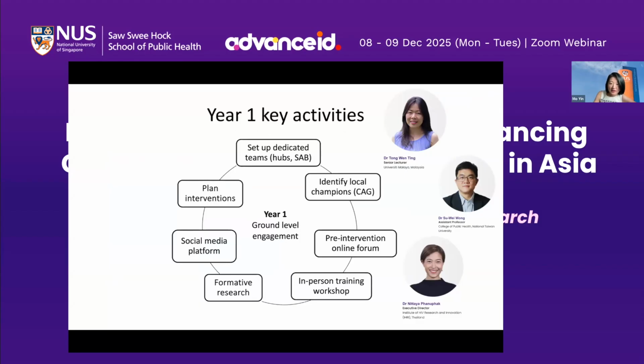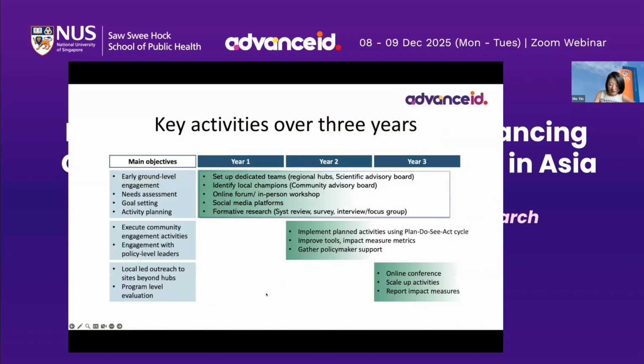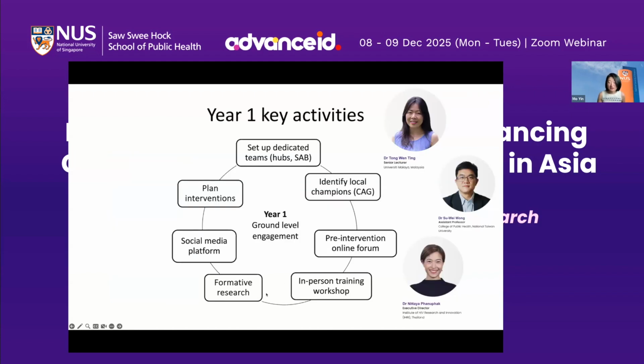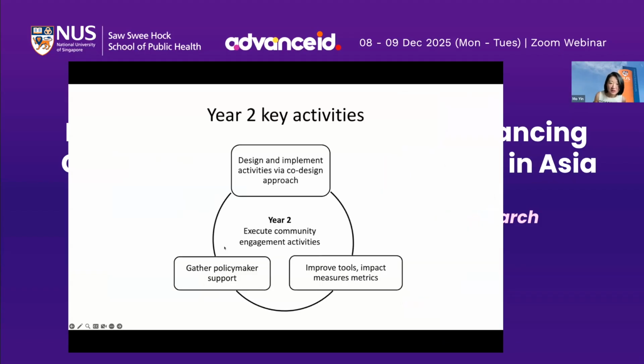And currently, we are at a step where we are looking at this online forum and also workshop activities to do trainings for our hubs and community advisory groups and our investigators. And at the same time, we are embarking on some formative research involving surveys and qualitative studies. And also we'll be making use of social media to disseminate some of our messages.